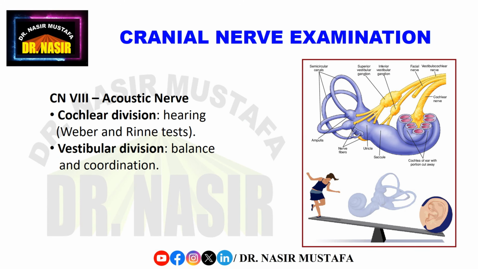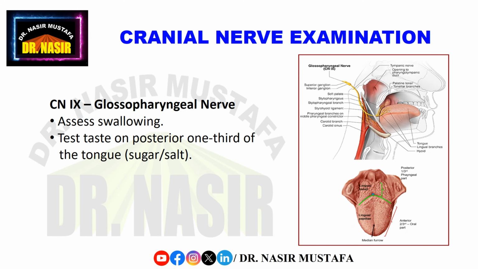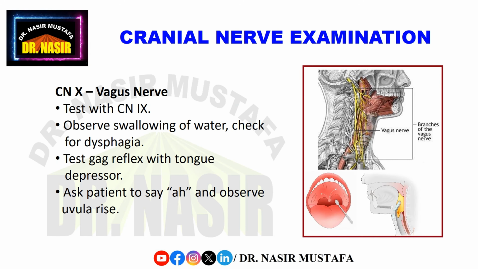Next, assess the acoustic nerve, CN8. The cochlear division evaluates hearing using Weber and Rinne tests, while the vestibular division checks balance and coordination. Next, assess the glossopharyngeal nerve, CN9. Check swallowing and test taste on the posterior one-third of the tongue using sugar or salt. Next, assess the vagus nerve, CN10, along with CN9. Observe swallowing. Check for difficulty. Test the gag reflex with a tongue depressor and ask the patient to say "ah" to watch the uvula rise.